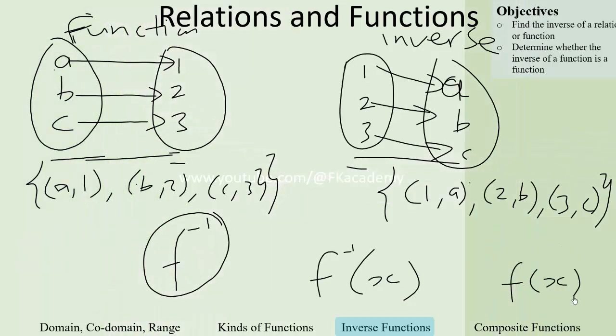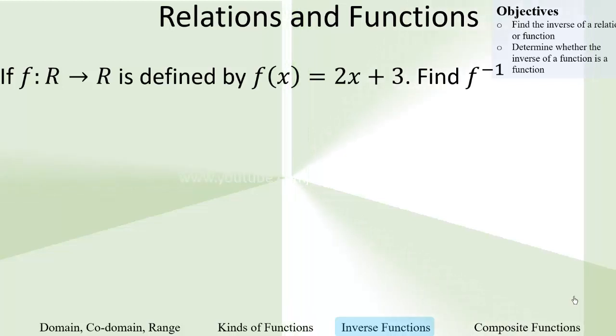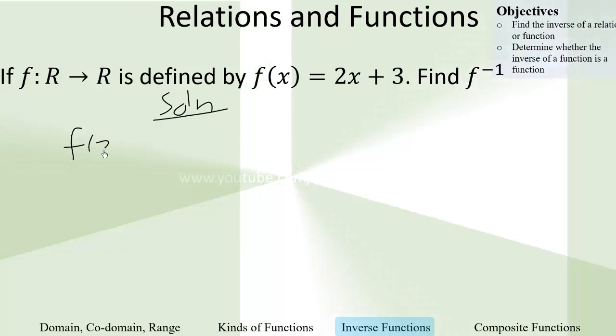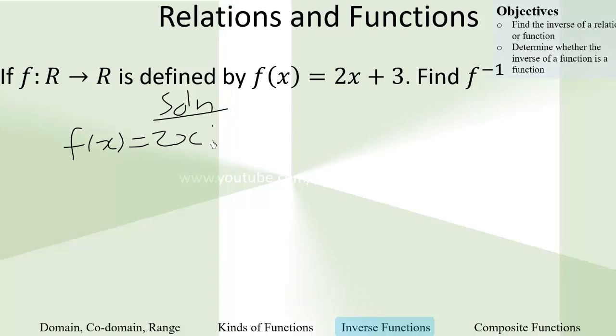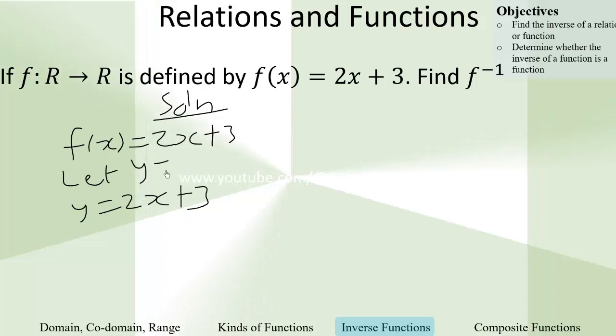Now let's take an example. If f is such that R maps onto R, is defined by f of x equal to x plus 3. Find f inverse. So the inverse of x. So given that f of x is equal to 2x plus 3, we can let y to be equal to 2x plus 3. That is, we let y equal f of x.